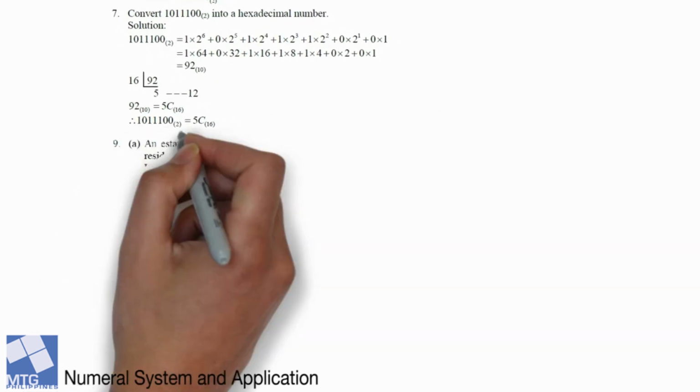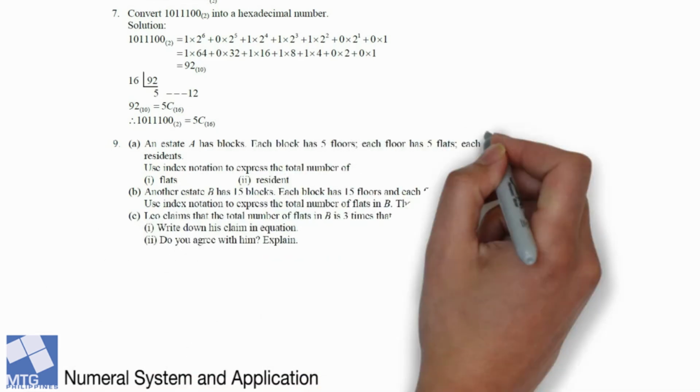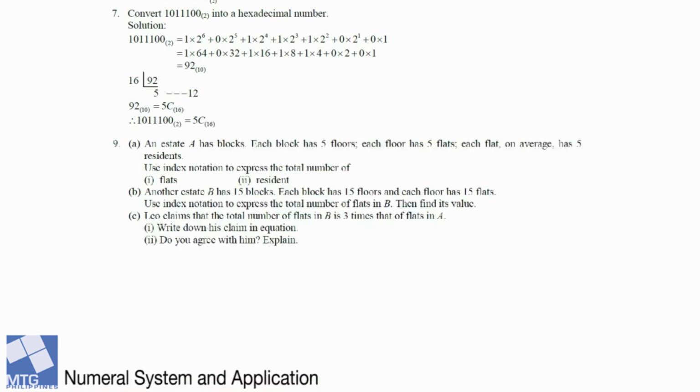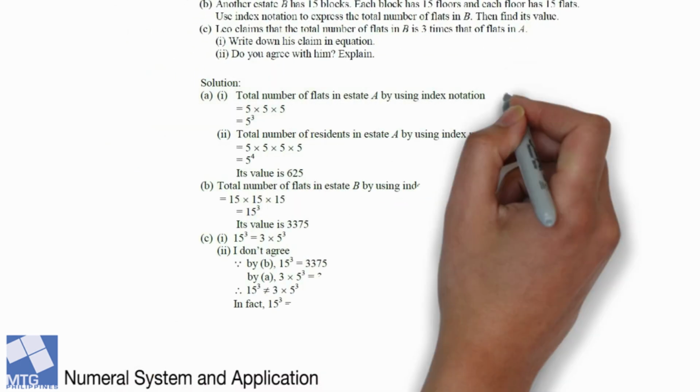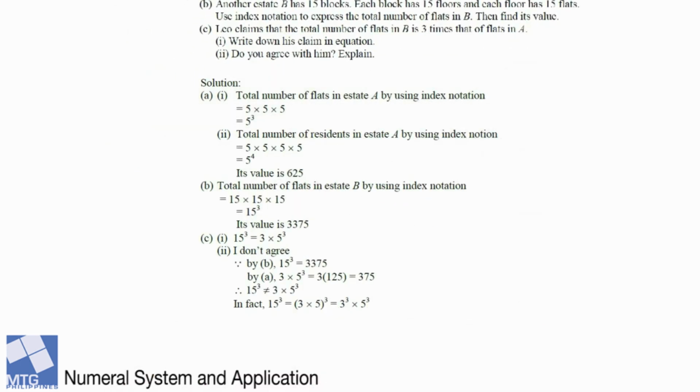We have 3 parts for item number 9. For part A, we are tasked to determine the total number of flats in estate A by using index notation. So we can have here 5 times 5 times 5, and this is equal to 5 to the power of 3. Second part, we have the total number of residents in estate A by using index notation.